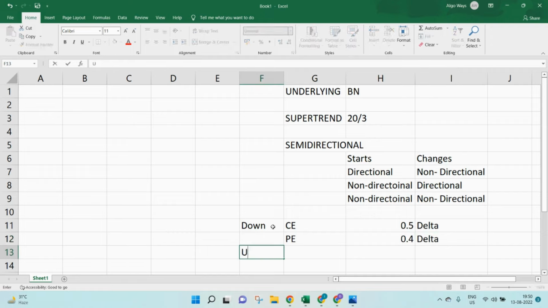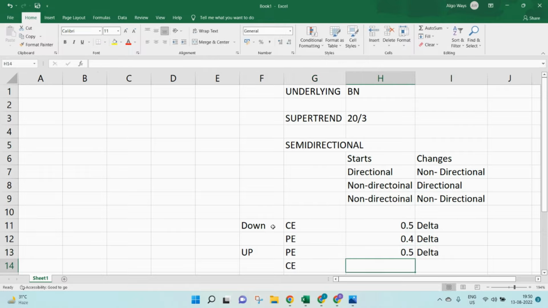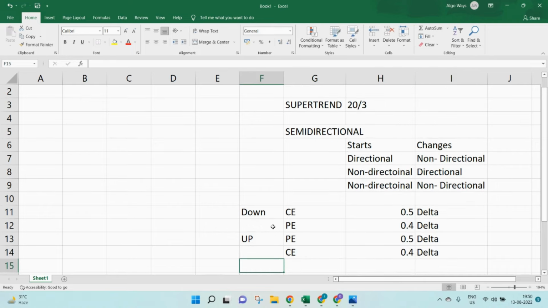And when the Supertrend has given a signal which is bullish, we will sell a higher PE, say 50 delta, and we will sell a lower CE of, say, 40 delta. Okay, so these will be our initial deltas which we will sell.